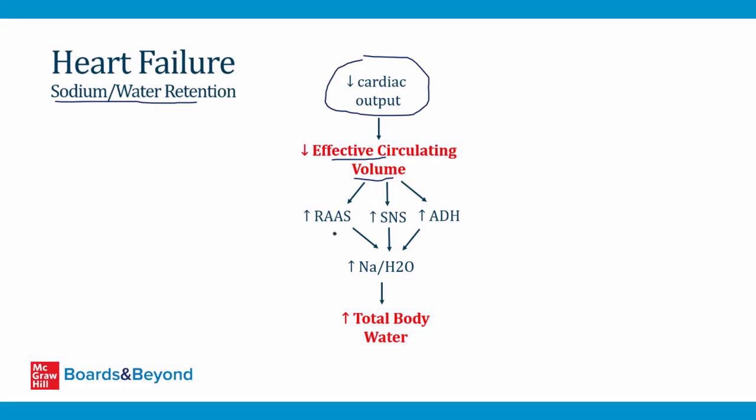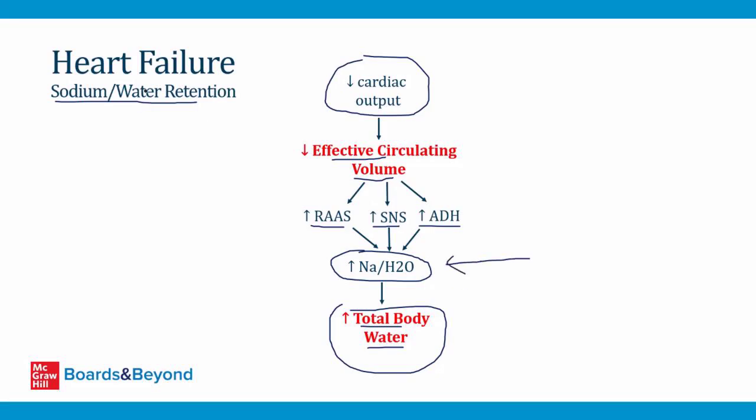But when that volume gets low, the RAS becomes active, the sympathetic nervous system becomes active, and levels of ADH rise. And all of these things combine to cause the kidneys to hold on to salt and water, and that leads to an increase in total body water. So it's very high yield to know that patients in heart failure have high total body water, and you can see that in physical exam. There's edema in their lungs, there's edema in their legs, their neck veins are distended. This is all evidence of retaining salt and water caused by the mechanism shown on this slide.